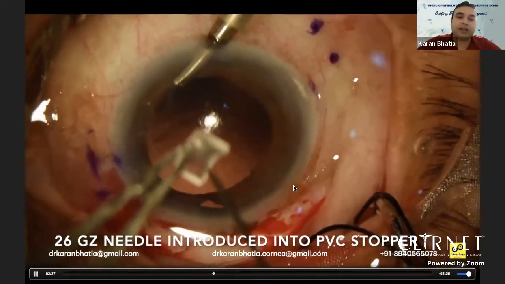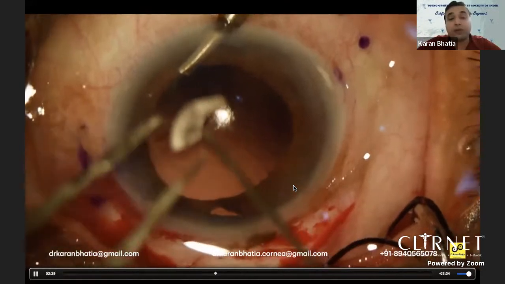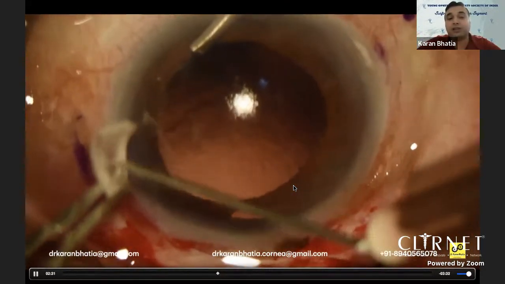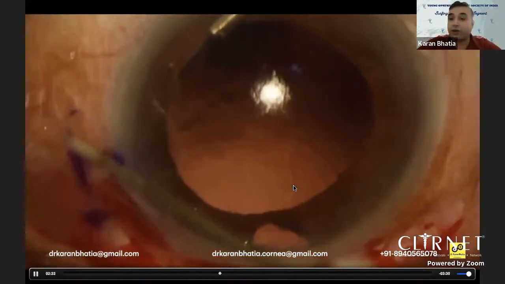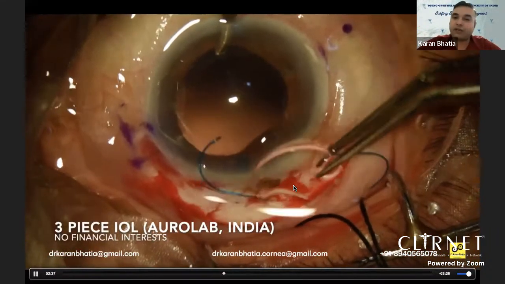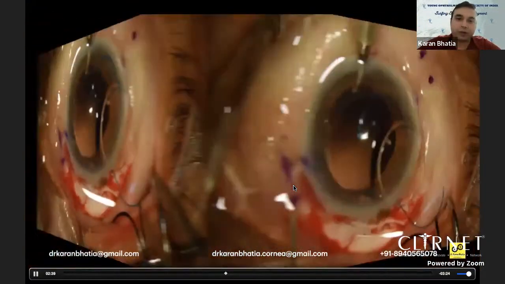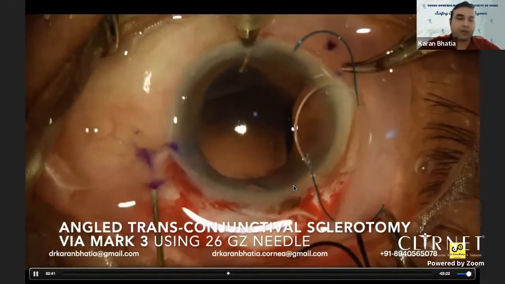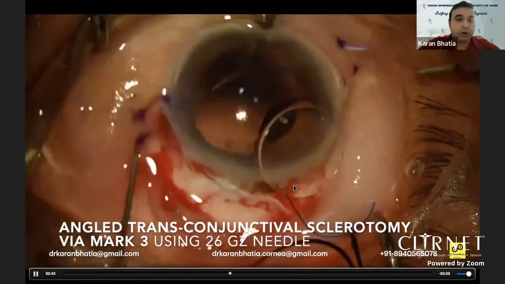Now this is the idea of Dr. Nikunj, that what we did was the IV bottles, the plastic that is there. So he's a co-author in this technique as well. So you cut that, and we are using it as a guard stopper or a PVC stopper. This is a 3-piece Aurolab IOL, no financial interest.